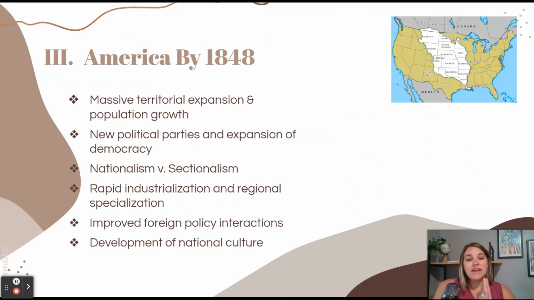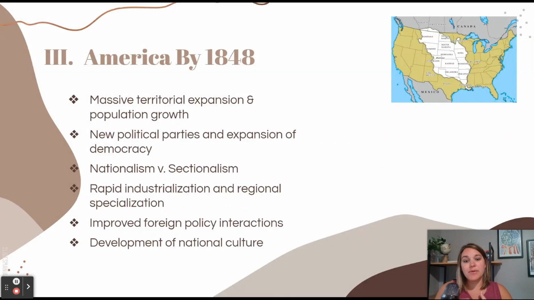So by the end of 1848, what does America look like? Well, there's massive territorial expansion and population growth. That's a really important pattern or trend that you're going to want to pay attention to throughout. Not only how is America gaining new territory, but how do the political parties feel about that? How does that affect political disagreements, national identity, regional specialization? We see the Federalist Party go away, and one political party dominate for a while, and then the development of new political parties. Why does that happen? Really focusing on nationalism versus sectionalism. These are big themes that are happening.